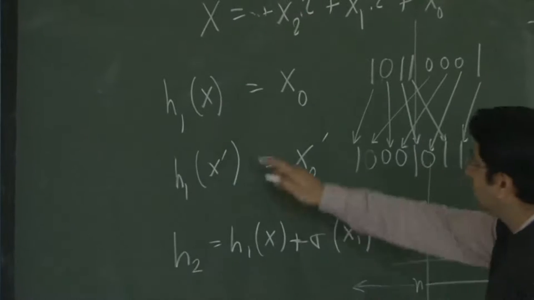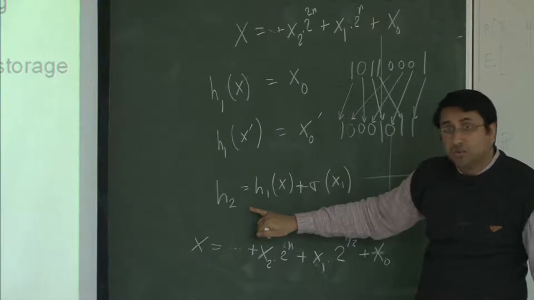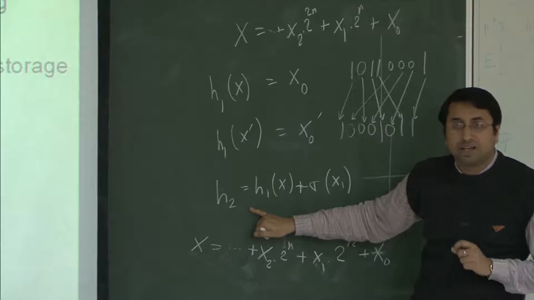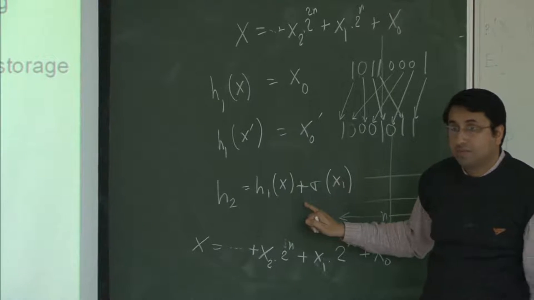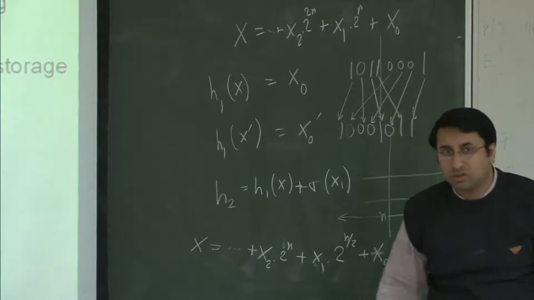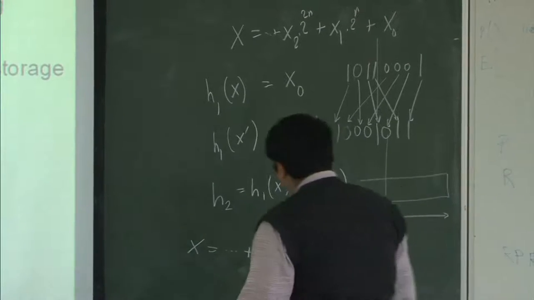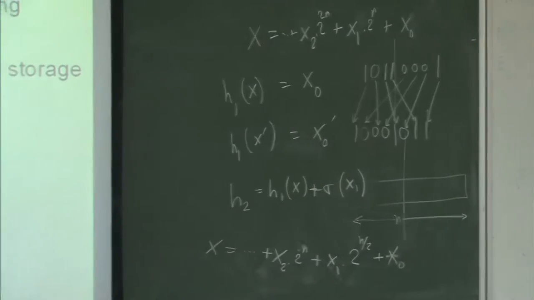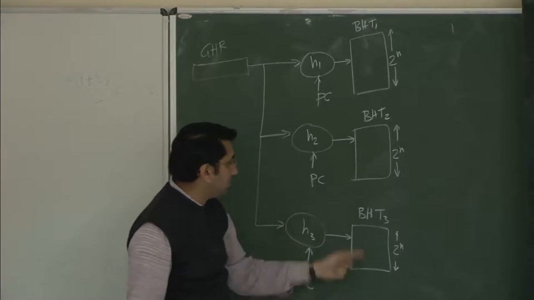If you have two addresses that map to the same slot for H1, this particular hash function will have a very low probability of that happening for these two addresses. I'm not going to go into the proof of that. So perfect shuffle is one of the hash functions that have this particular property, that if two addresses alias in one of the BHTs, they will not alias in the other two.